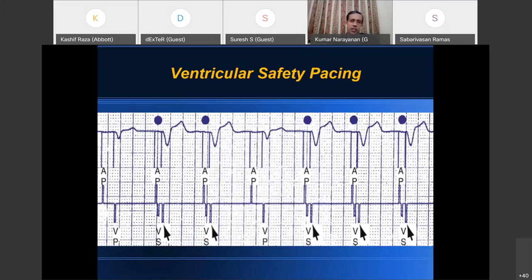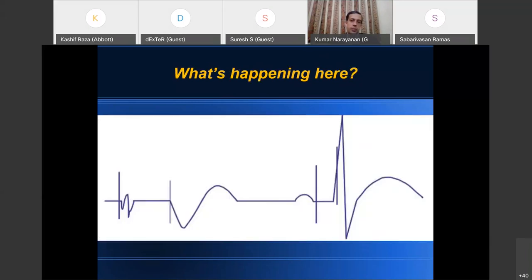Because if it happens once in a while, it's okay. But if it happens, as in this tracing, very frequently, then it's not a desirable thing to happen. So this is as far as ventricular safety pacing is concerned.